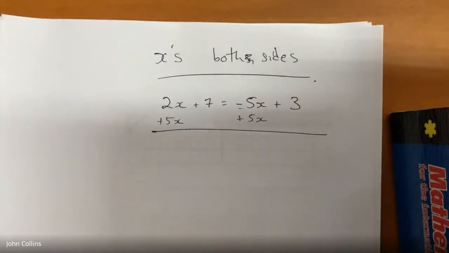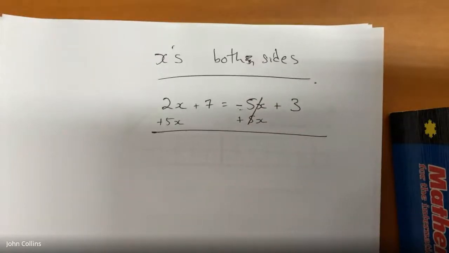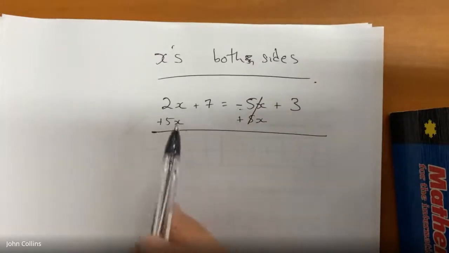Draw my line. That disappears because 5x take away 5x's. It's gone. Now, 2x plus 5x gives me 7x.